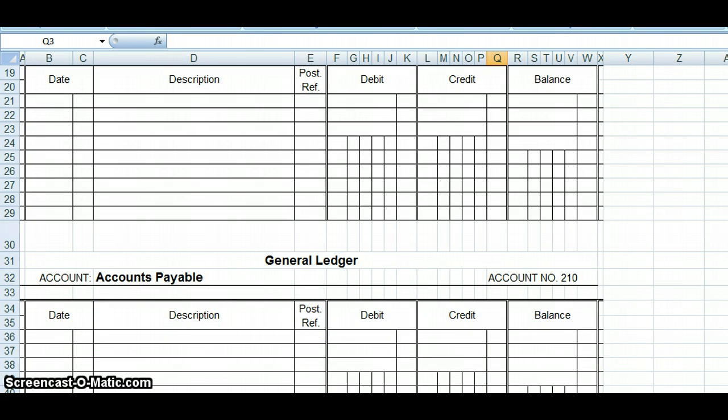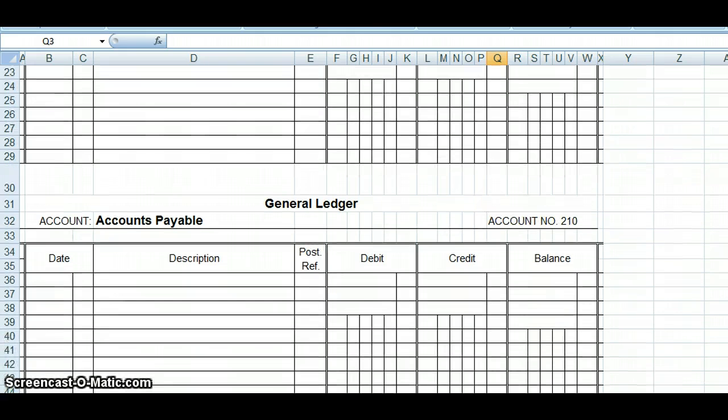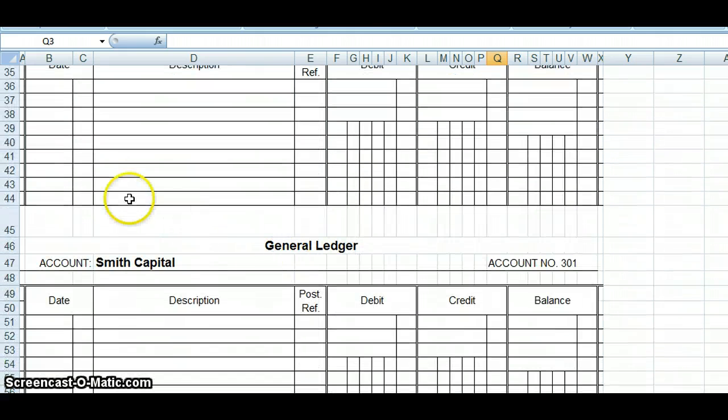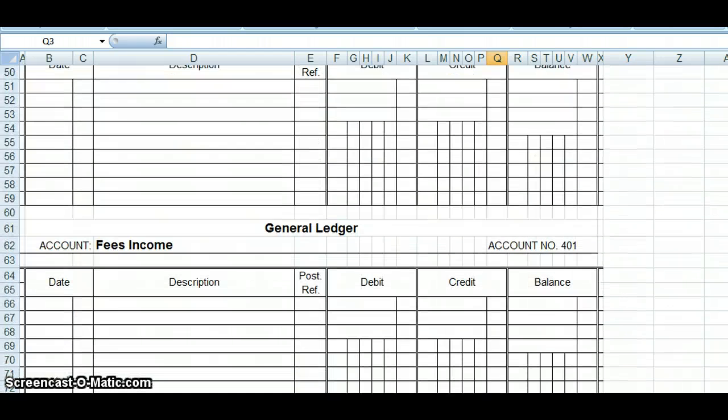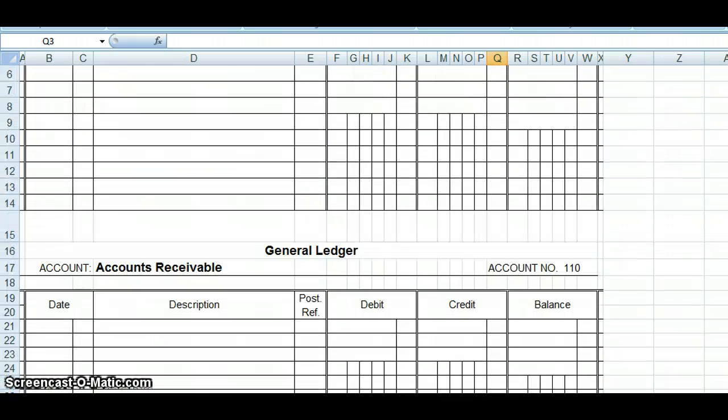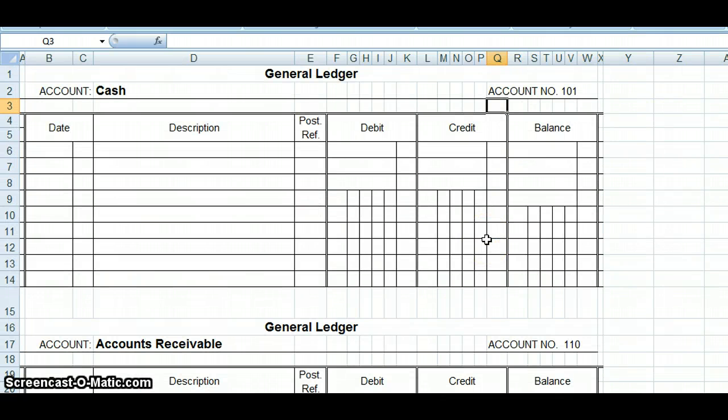And then after your liability accounts, you would go to your capital account, your equity accounts, which will start with a 3. And then you would go to your revenue accounts. You can see that I have fees income here and they would start with a 4. Finally, you would have expense accounts, but I do not plan to demo any of those today, so we'll just concentrate on these few accounts.